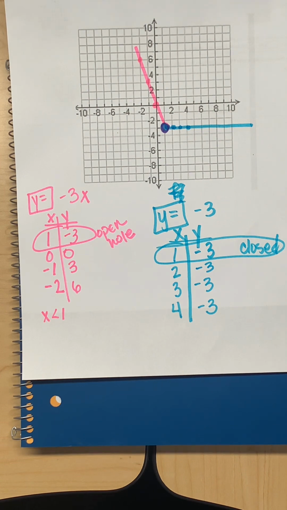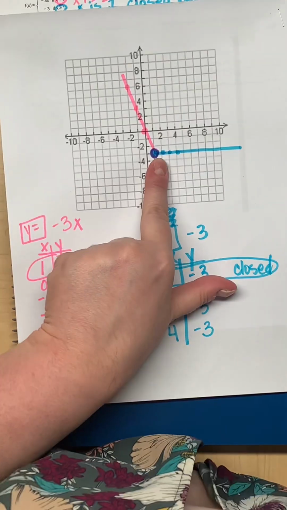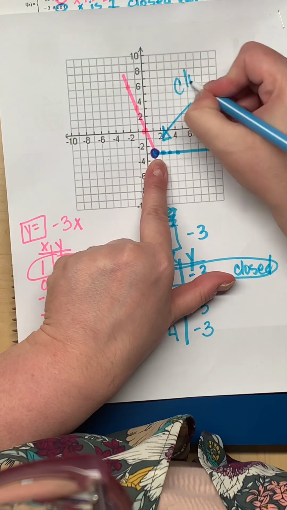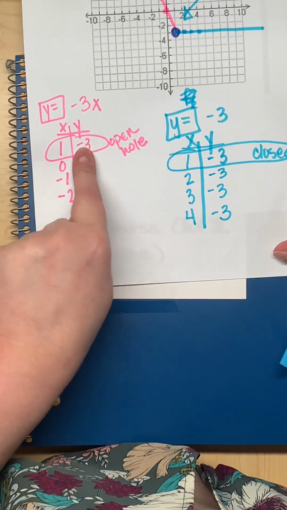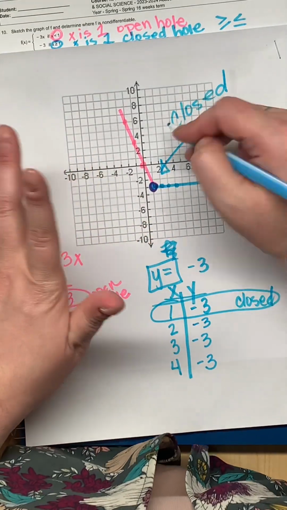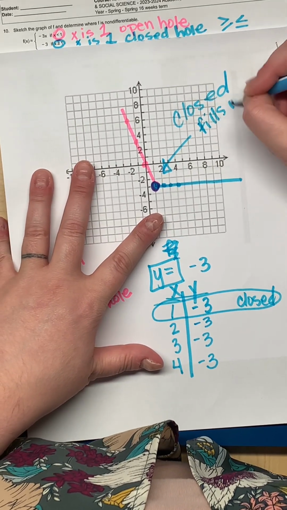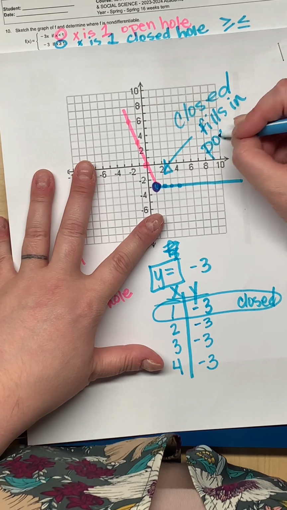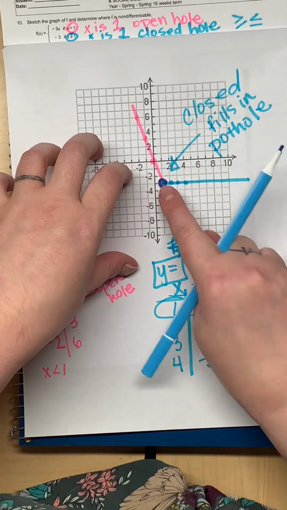Okay, now I'm going to pick the correct picture. The correct picture for this one is whatever comes down and then straight across, but we have a closed hole here, because this closed hole fills in the pothole from the open hole. So the closed hole fills in that open hole, that pothole. Either way, we're just supposed to have 2 pieces of line with a closed hole.